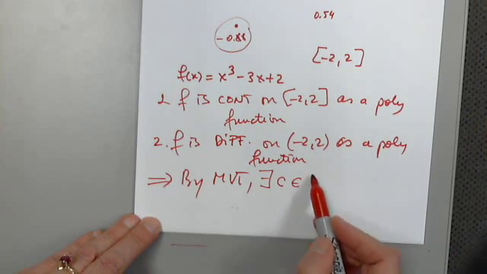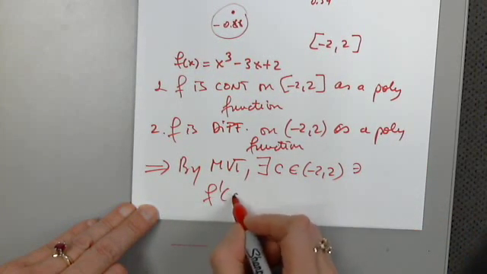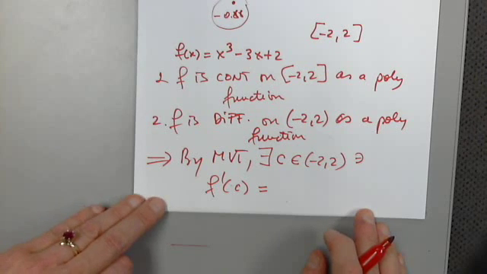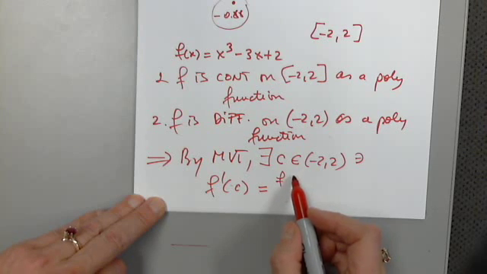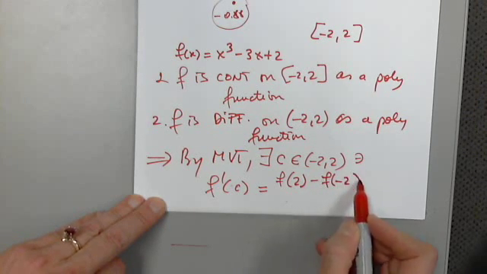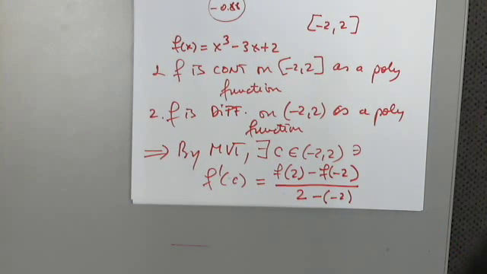there exists at least one c in the open interval -2, 2, such that f prime of c will equal, careful, that was the Rolle's theorem. So f of 2 minus f of -2 over 2 minus -2. F of b minus f of a over b minus a. It's very close. But Rolle's theorem also requires f of a equals f of b. Is that clear?